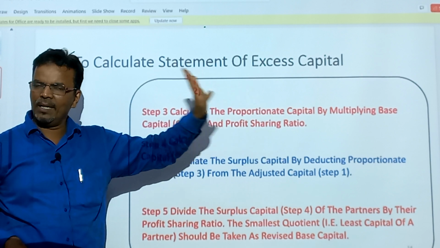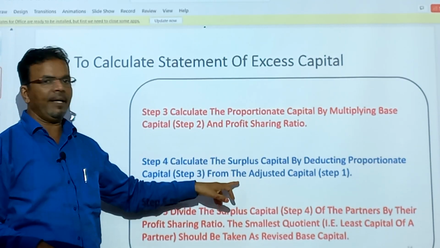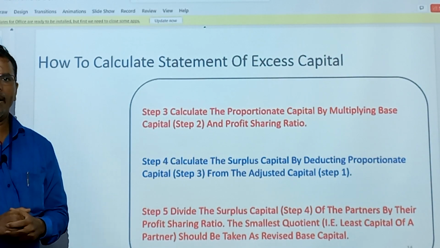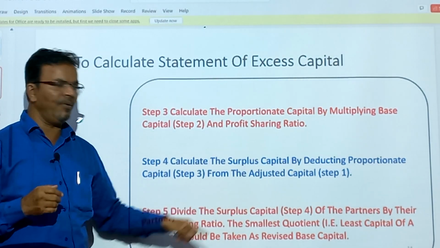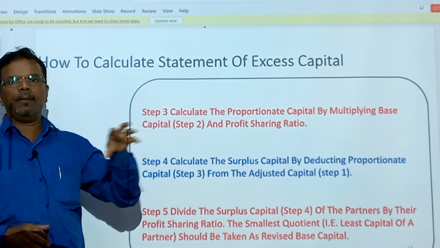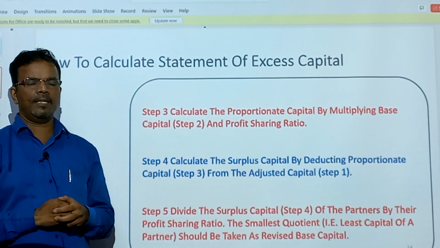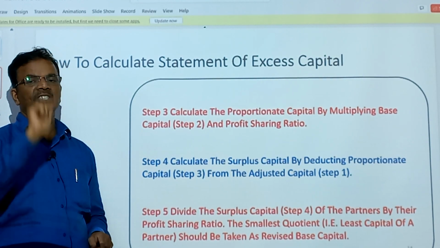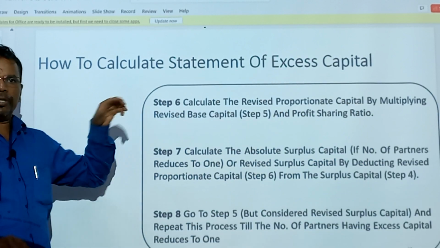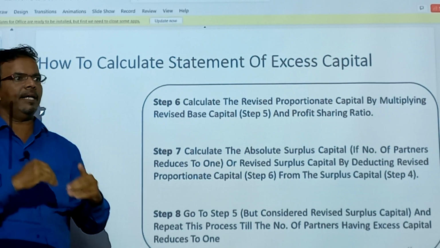With the profit sharing ratio, whatever amount we get, we will write, and that amount should be subtracted from the adjusted capital. Whatever answer we get, we call the surplus capital. Surplus capital means that much extra amount the partner brought into the business. So while paying, we will pay that surplus capital first. Now again repetition: whatever your surplus is, again we divide by the profit sharing ratio. Again we will get the balance.